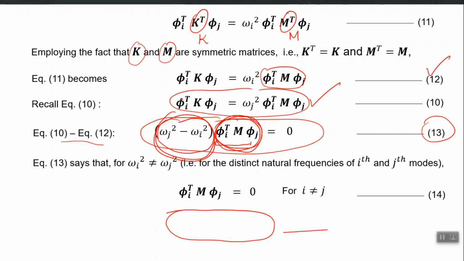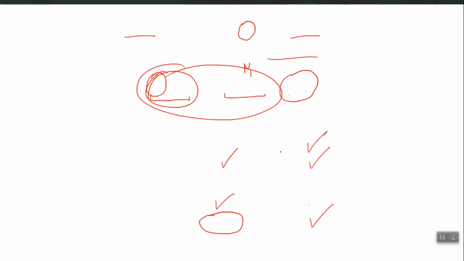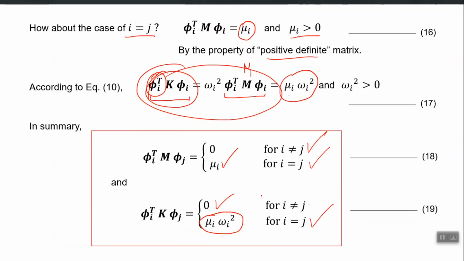So, now you know that whenever you have orthogonality with respect to k, it is simply equal to omega square times orthogonality with respect to m. Therefore, when you have phi i transpose into k into phi j, you will have a non-zero solution whenever i is equal to j, and this number is called modal stiffness, and this number is called modal mass for any ith mode, right.